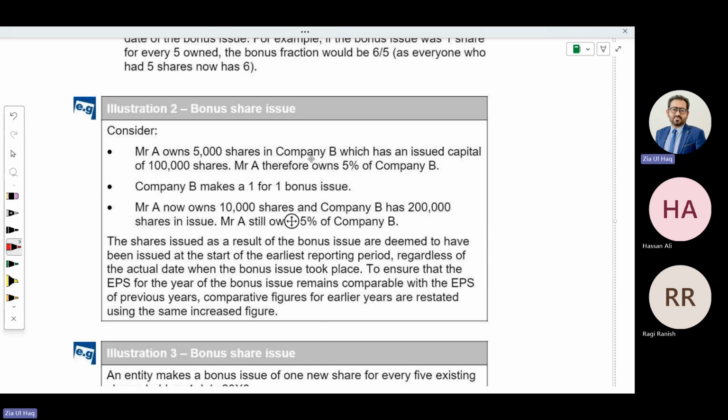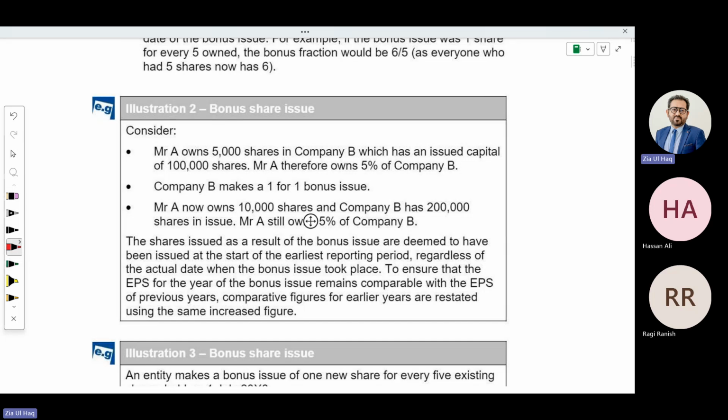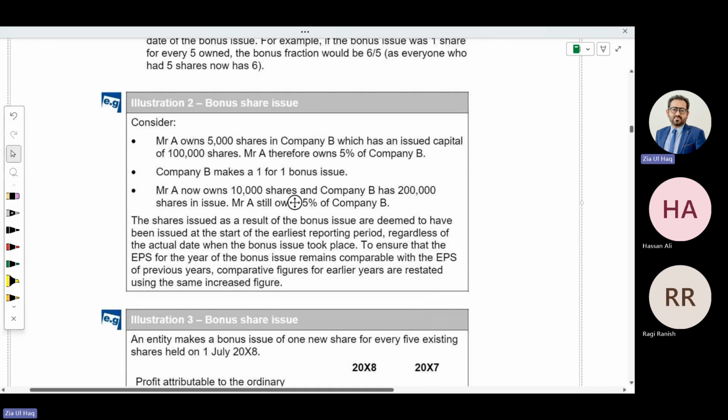Mr. A owns 5,000 shares in company B, which has an issued capital of 100,000 shares. Mr. A therefore owns 5% of company B. Company B makes a 1-for-1 bonus issue, meaning against each share he held, the company will issue one more share. He had 5,000 before, now he will receive 5,000 more, so 10,000 shares in company B. The shares were 100,000 before, now they become 200,000. His shareholding remains the same 5% as before, meaning through a bonus issue the shareholding percentage remains the same, but the number of shares will increase.